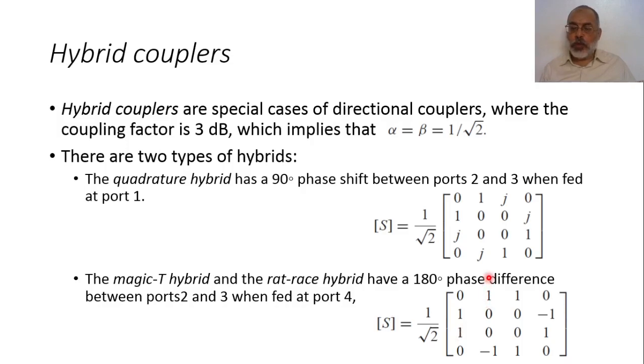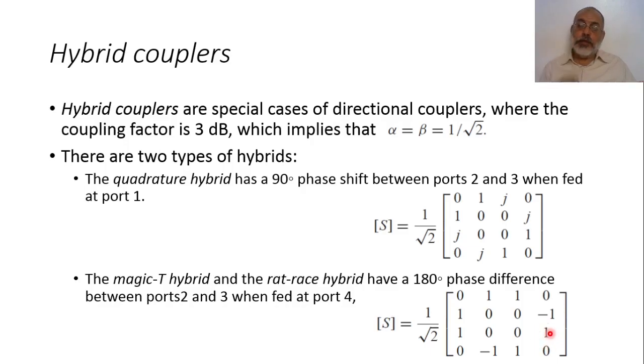However, if the input power is going from port 2, it would be divided between port 1 and port 4 with equal magnitude but out of phase, such that the phase at port 1 would be 0 and the phase at port 4 would be 180 degrees. If the power is going from port 3, it would be divided between port 1 and port 4 with equal magnitude and in phase. Finally, if the power is going from port 4, it would be divided in equal amplitude but out of phase between port 2 and port 3, such that port 2 would have a phase of 180 degrees and port 3 would have phase 0.